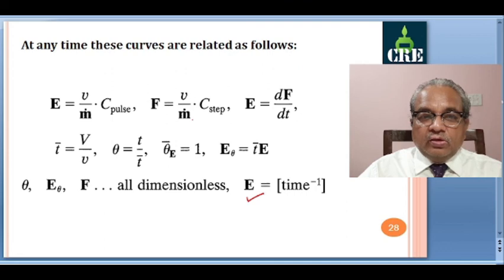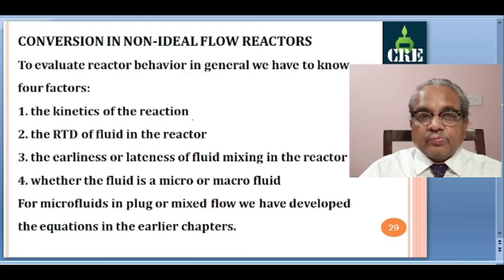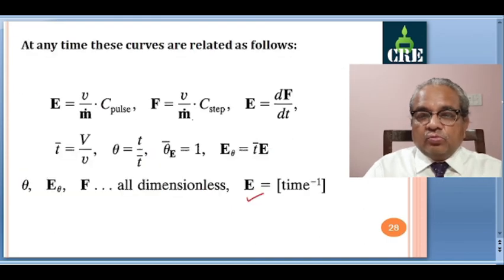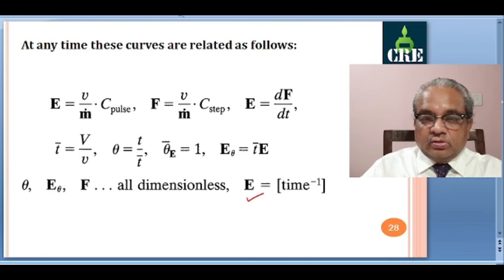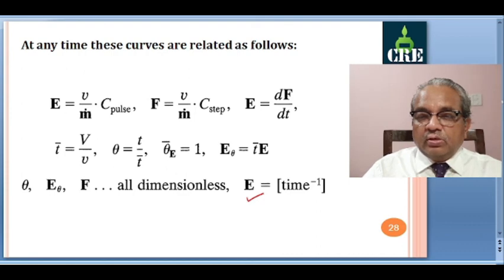E is V by m dot into C pulse. F is V by m dot into C step, because from pulse input we get the E curve, C pulse is transformed into the E curve, and from C step you get the F curve. So we will stop here today, and we'll continue with the further topic in our next lecture.